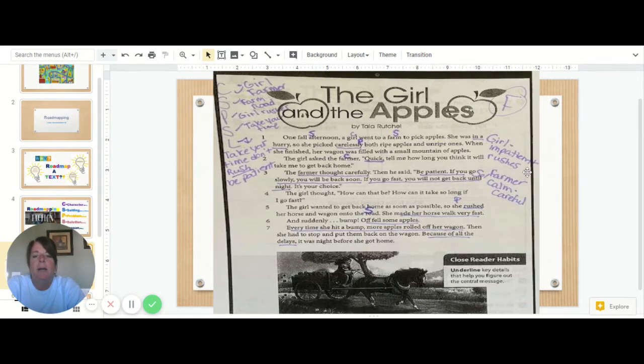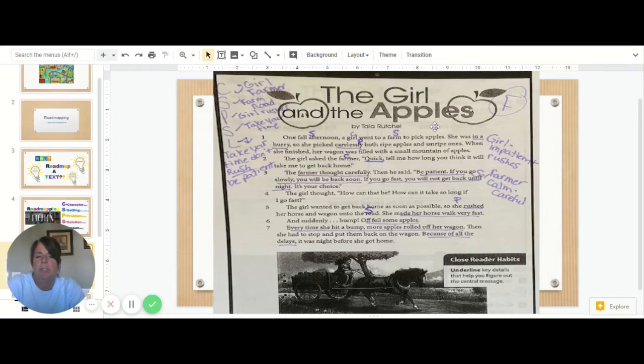Here we go. So I started with one fall afternoon and I put an S, and that's for the setting because it tells me when. It tells me it was a fall afternoon. So I know actually what season it was and what time of the day. It wasn't in the morning and it wasn't at night. A girl went to a farm. So the girl is the character and the farm is the setting or where the story took place. And why did she go there? She went there to pick apples.